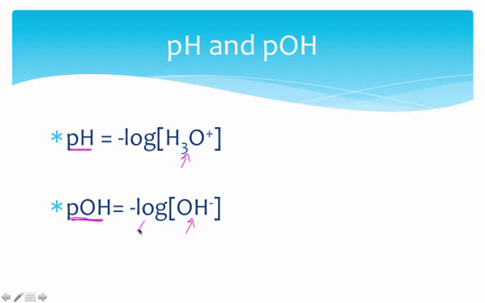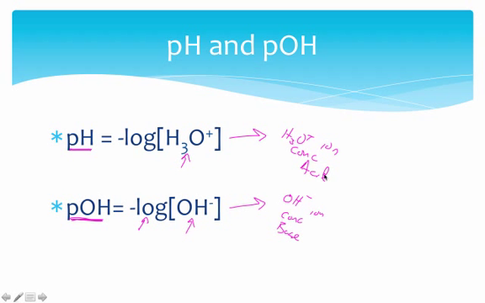Again, the logarithm thing can be a little bit scary, but overall, this is not a difficult equation to work with. It's important to remember, though, that pH is a measure of H3O plus ion concentration, or acid concentration, whereas pOH is a measure of OH minus ion concentration, or otherwise base concentration.